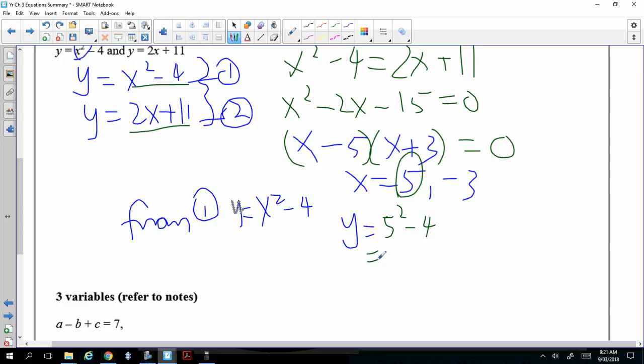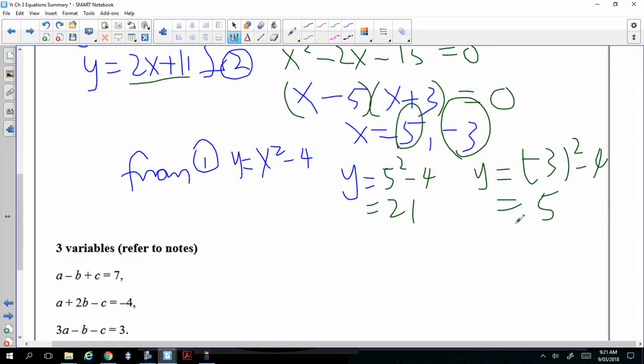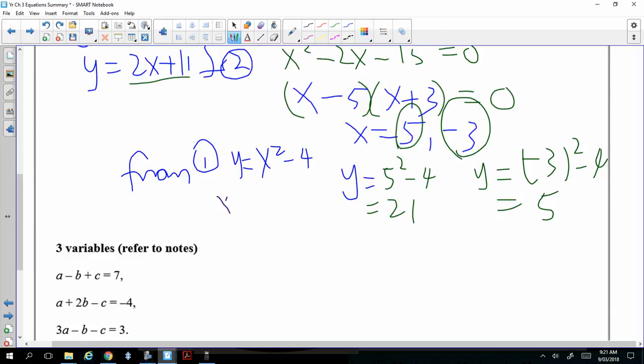Okay? So that means there are 2 pairs of solutions. There's x is 5, y equal to 21. Or x is negative 3, y equal to 5. Get the idea? So there are 2 pairs. Whereas before there was only 1 pair.